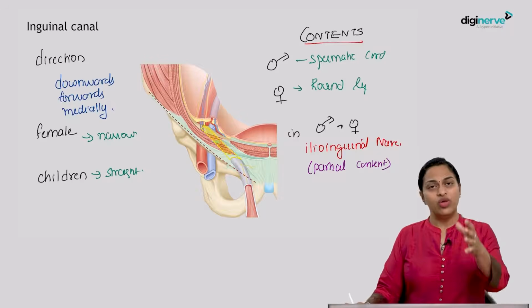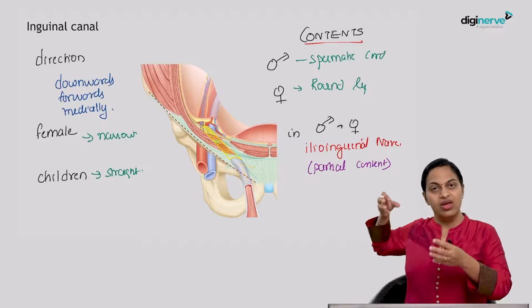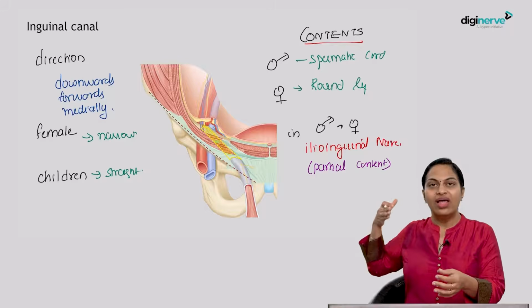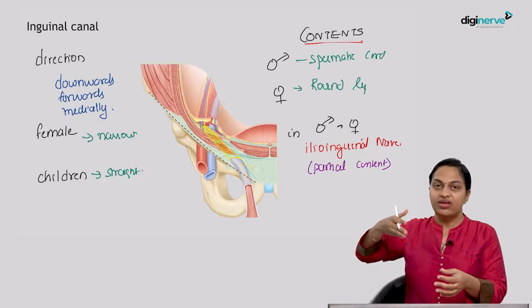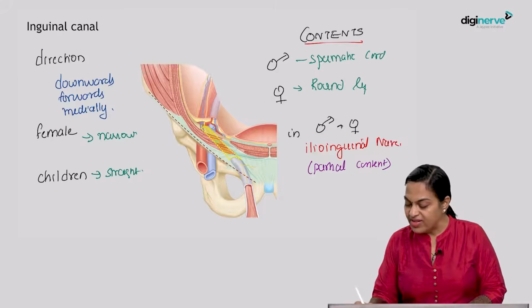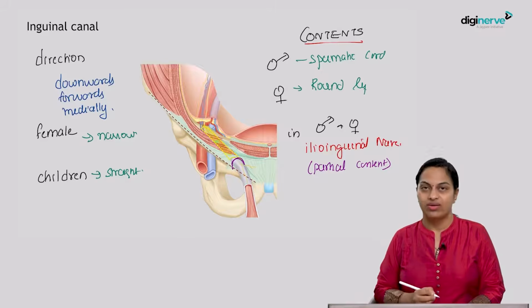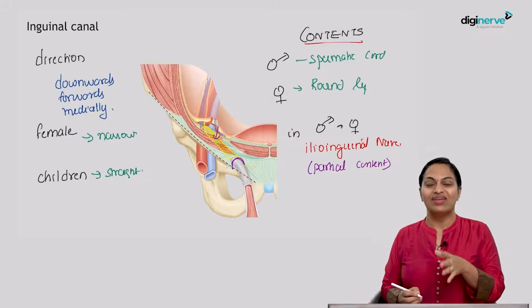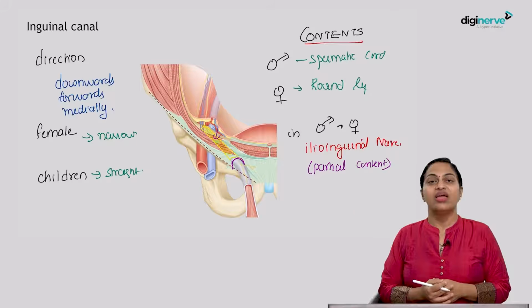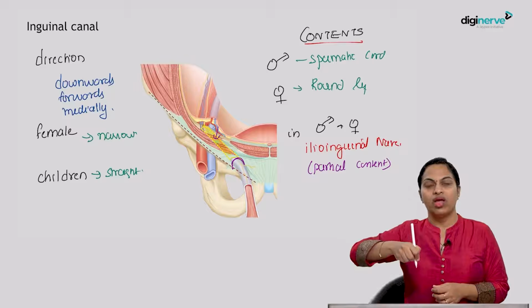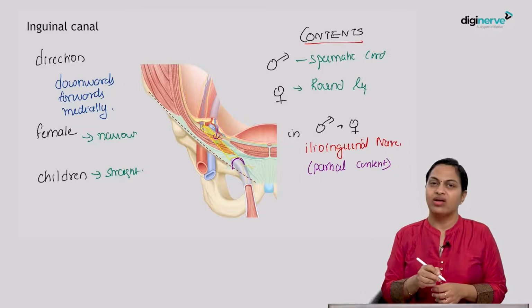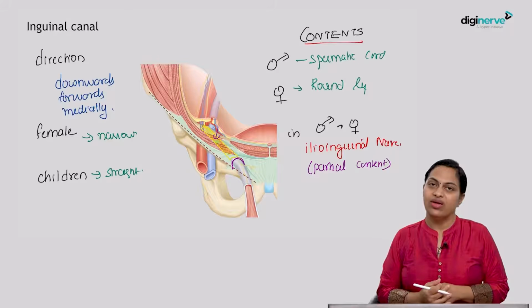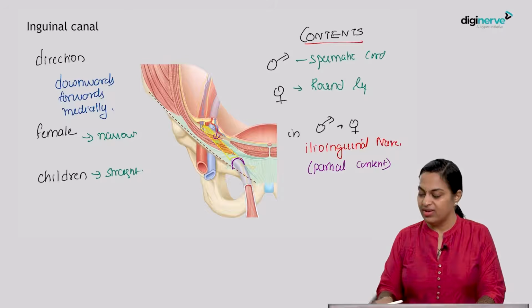But what is interesting is that we have to call it a partial content of the inguinal canal. Because we know the inguinal canal extends from the deep inguinal ring to the superficial inguinal ring. The spermatic cord and the round ligament of the uterus all enter through the deep inguinal ring, traverse the inguinal canal, and exit through the superficial inguinal ring. But this ilioinguinal nerve will not enter the inguinal canal through the deep inguinal ring. Instead, it will pierce the roof, traverse halfway of the inguinal canal, and exit through the superficial inguinal ring. Hence we call it a partial content of the inguinal canal.